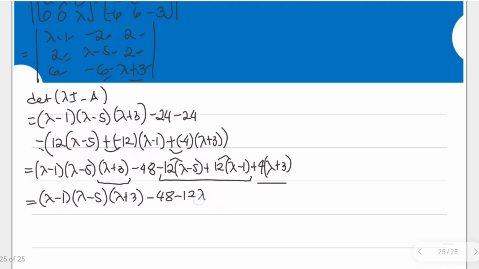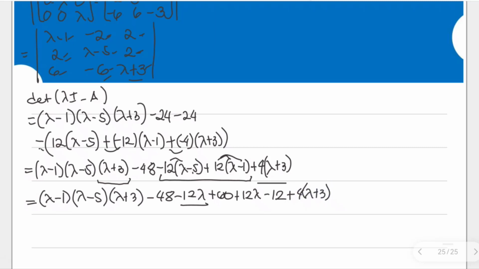Okay. Then negative 12 times negative 5 is plus 60. Here, you have plus 12 lambda. As mentioned, that can be cancelled. Okay, let's just do it later. Then here, you have minus 12. Then, you just stick with this form here. Okay, let's just stick with that.